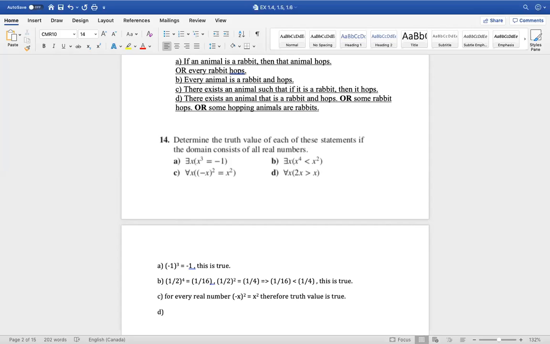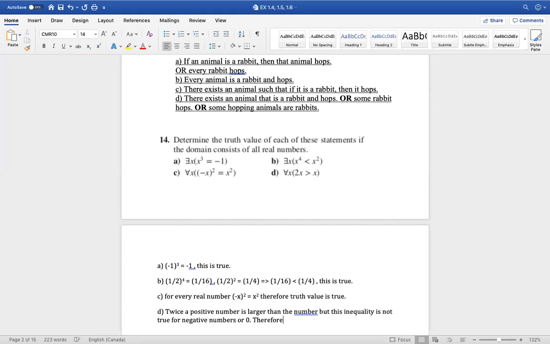Part D. So we have for all x, 2x, twice the same number, is going to be greater than the number itself. So we can say twice a positive number is larger than the number. We know that, but there are some cases where this inequality is not true, for negative numbers or even 0.